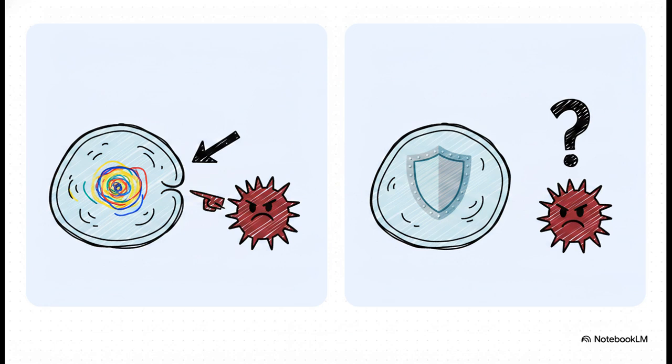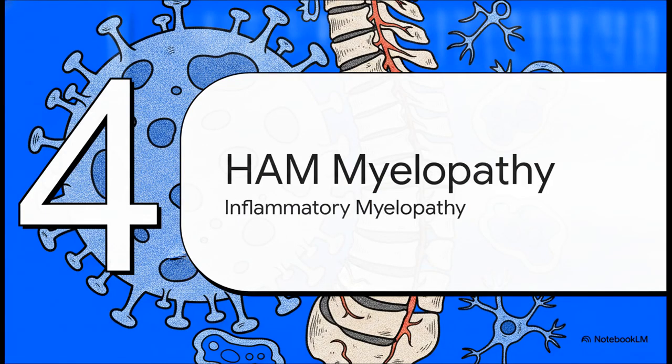So the tumor adapts. In vivo, ATL cells usually do not express TAX. Instead, they universally express the HBZ protein, which maintains that dangerous proliferative state without drawing any fire from the immune system. Let's pivot to Section 4, HAM, the inflammatory myelopathy.